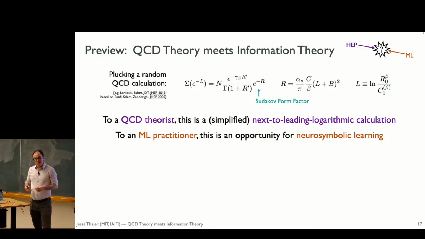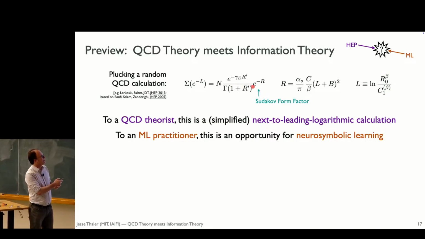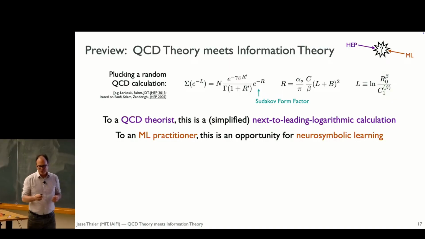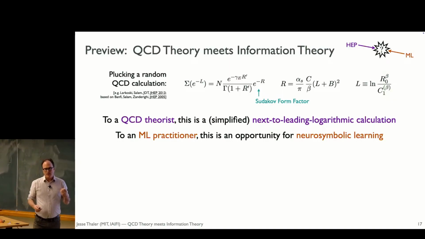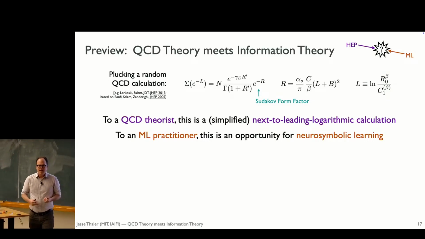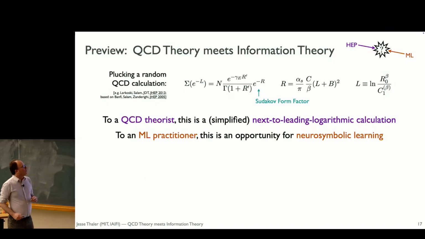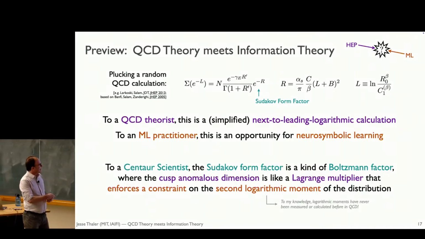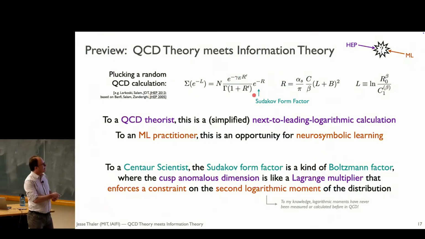A machine learning practitioner might look at this formula and say, ooh, I could do neurosymbolic learning and try to learn things like gamma functions and other structures of the calculation here. But if you're the centaur scientist and you're being inspired by Boltzmann machines and generative modeling, there's a fascinating parallel here that we're going to exploit. To a centaur scientist, this Sudakov form factor is kind of like a Boltzmann factor.